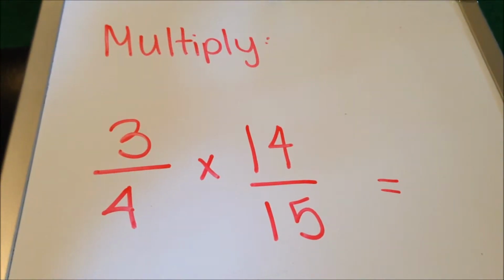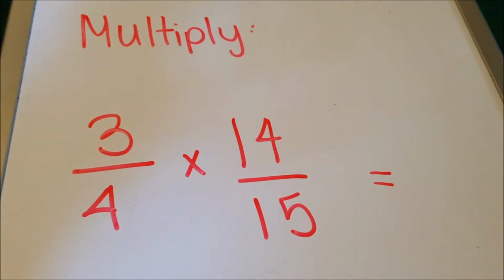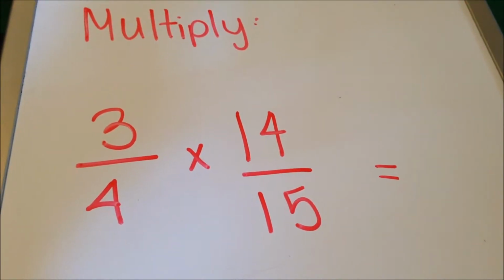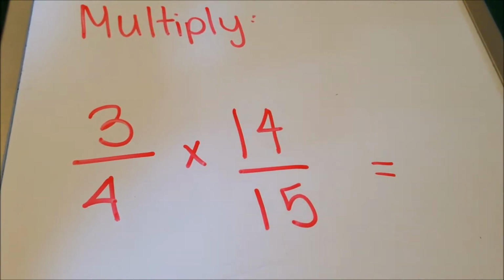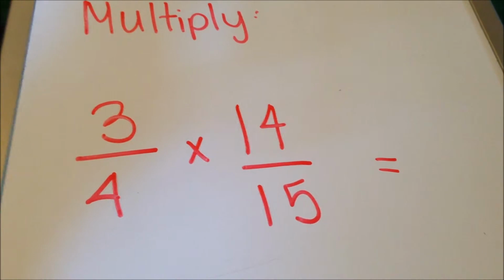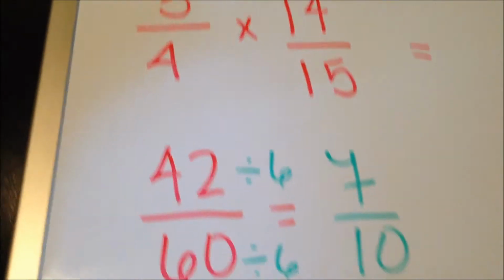Let's try another example. 3/4 times 14/15. In this particular situation, there's actually two ways you can approach the problem. Let's do this problem by multiplying the way we did the last problem. So 3 times 14, which is 42, over 4 times 15, which is 60. So at this point, we have 42/60.